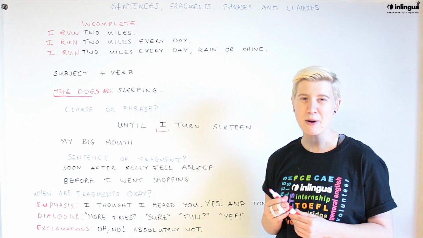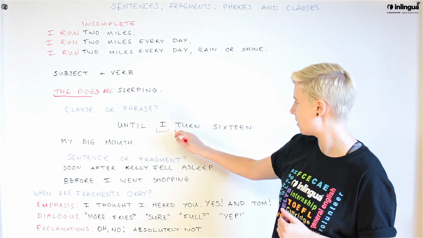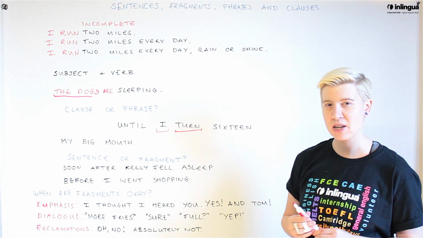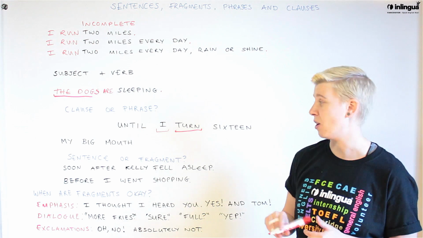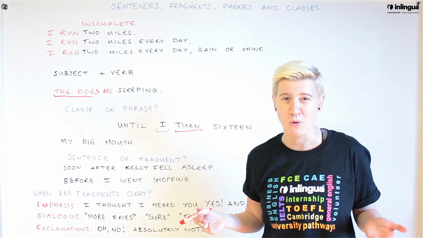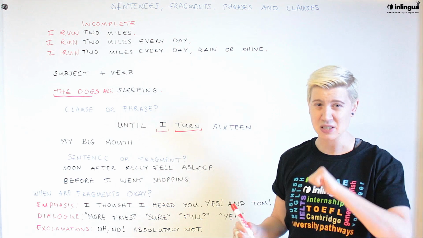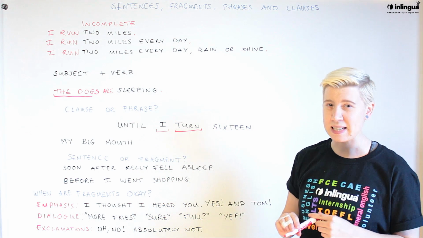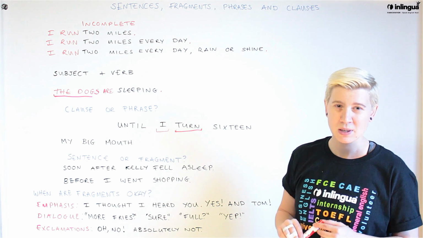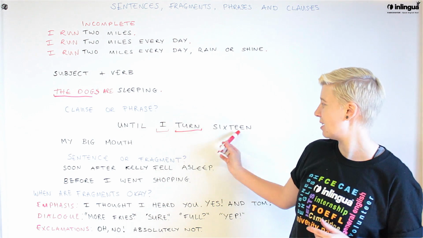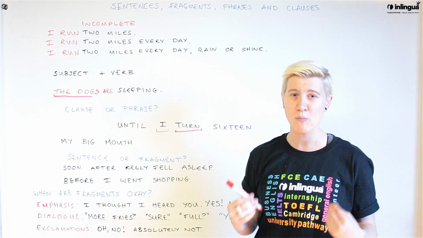How about a verb, an action word? Can you see a verb? Turn. Until I turn 16. Do you think this is a complete sentence? No, it's not. We don't know what is happening or what isn't happening. We have this time word, until, and we have the person, I, turn 16, so my 16th birthday, but we don't know what we are talking about at all. So we have to have more information than this. This is a clause. On its own, it is not a complete sentence. We need more information.